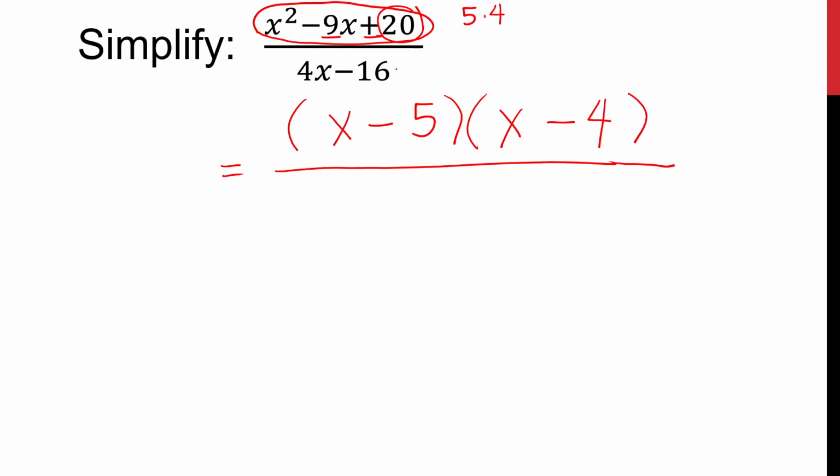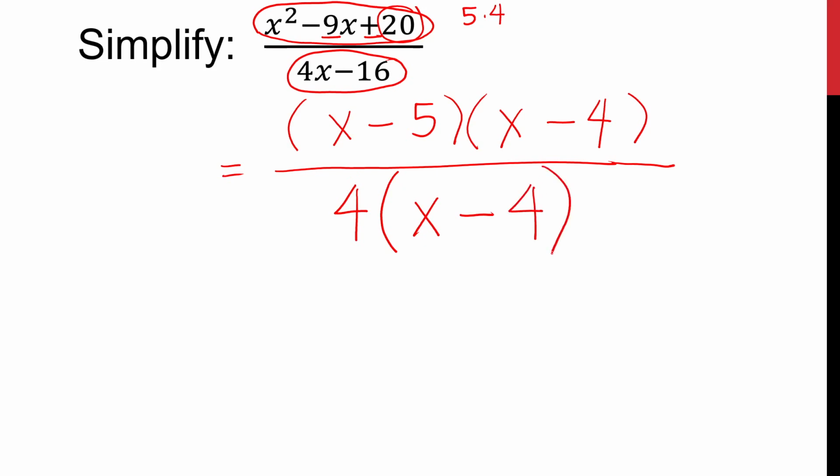Now, my question, how do you factor the denominator? Find the GCF, sir. GCF, 4, sir, correct. 4. So, ang common factor, the GCF is 4. 4x divided by 4 is x. 16 divided by 4 is 4, sir.